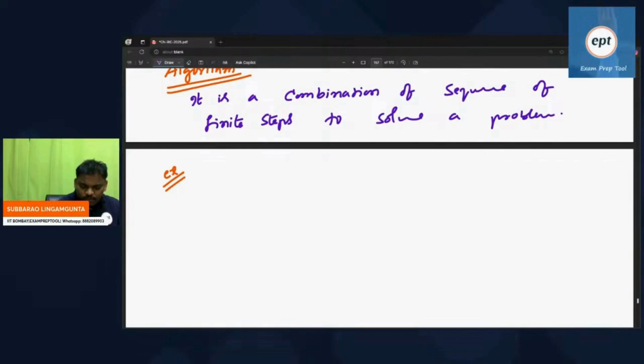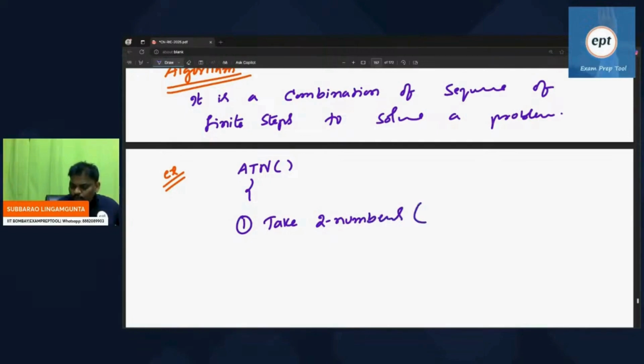See this one. Addition of two numbers. I want to add two numbers, and I want to write the algorithm. I'm writing the first step. Take two numbers. Assume they are A comma B.